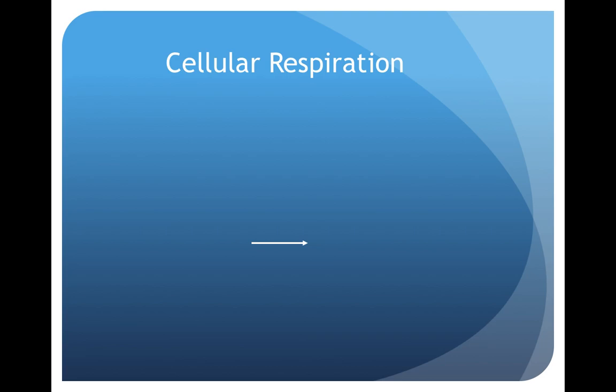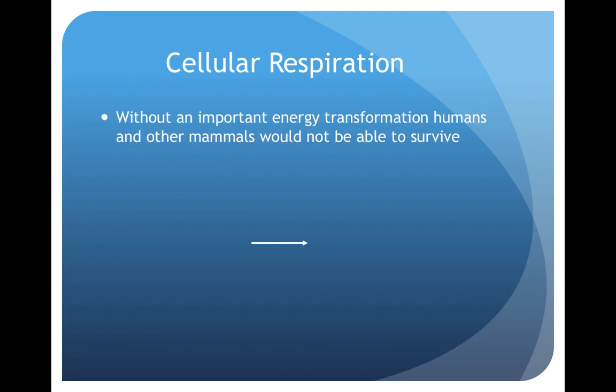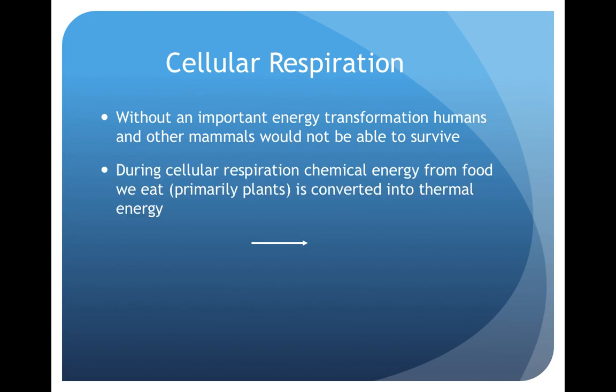Cellular respiration does not take place in plants, but takes place in animals such as ourselves, humans, and it's basically the opposite of photosynthesis. It's basically the process by which we breathe in oxygen and breathe out carbon dioxide. And in that process, the oxygen is mixed with food to produce heat energy. Without an important energy transformation, humans and other mammals would not be able to survive.